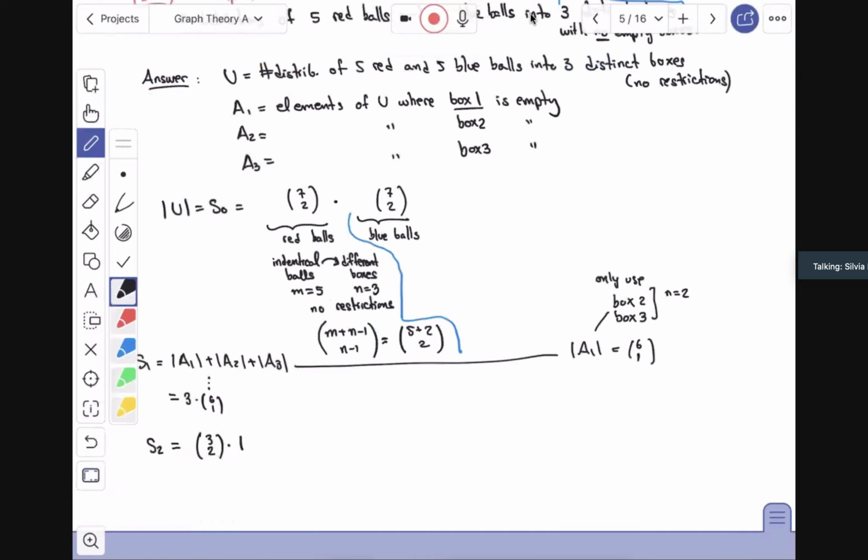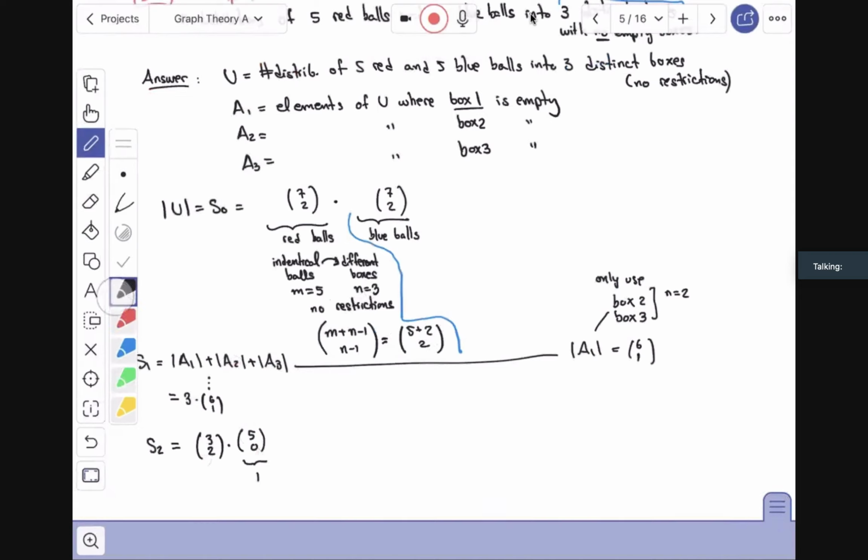Professor? Yeah. What do you mean by the 7 choose 2 times 7 choose 2 for the blue balls and red balls? Because I see 5 red balls and 5 blue balls into 3 distinct boxes. So I'm just not sure about where the 7 is coming from. From here, I missed something else on the bottom. So from here, this is 7 choose 2. Oh, for both? For both, yeah.